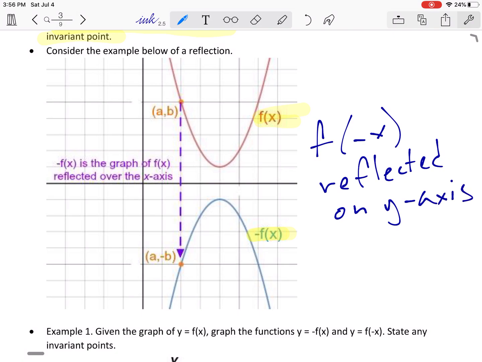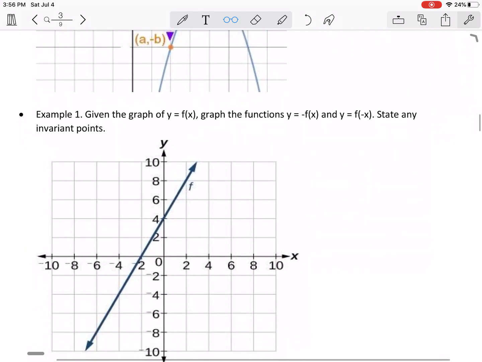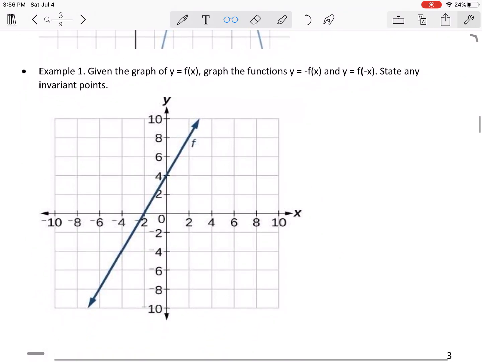Okay, so let's look at a couple examples here. Start with this one. Here's the original function, so we can call this f(x). What we want to do now is find the two reflected functions. First off, we'll do negative f(x), and then we'll do f of negative x. Those are the two we're going to draw.